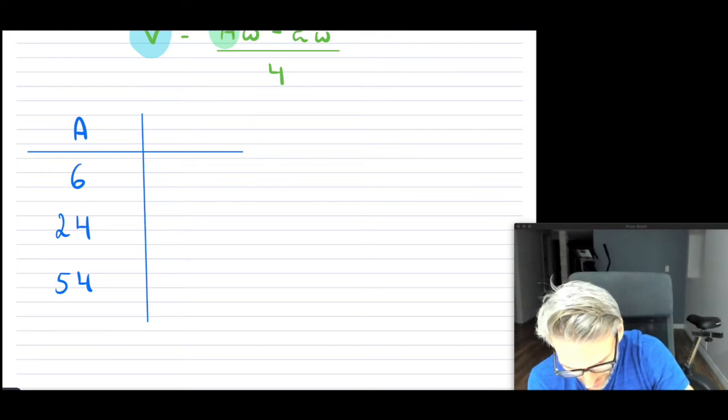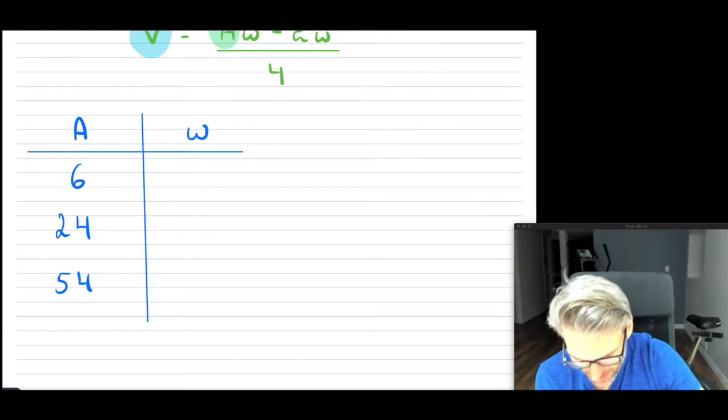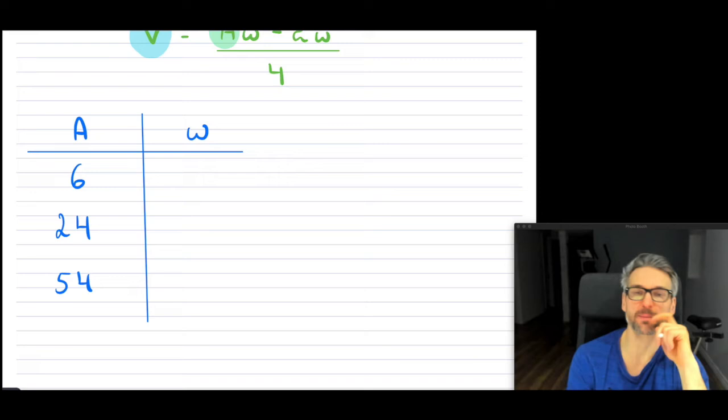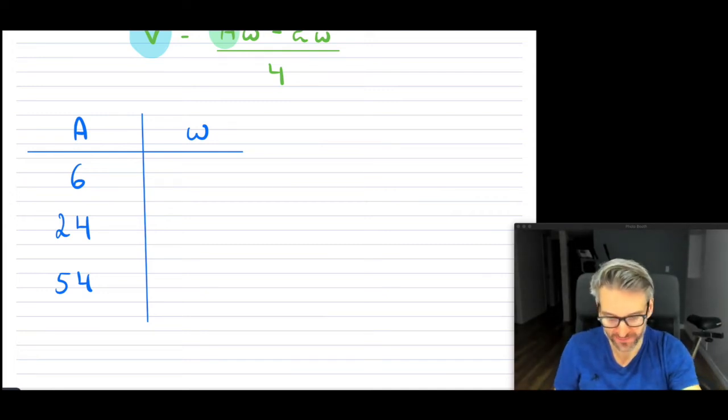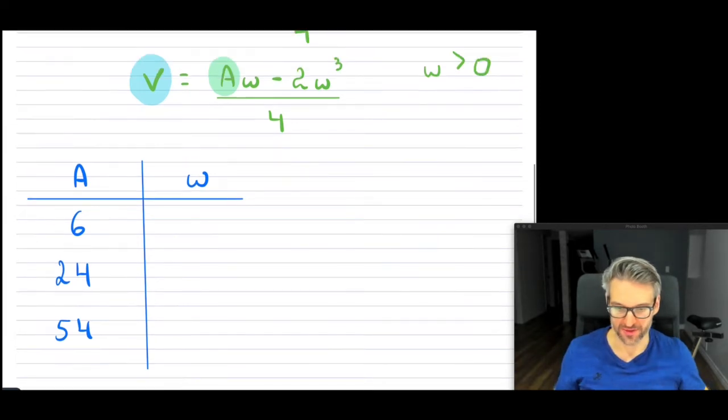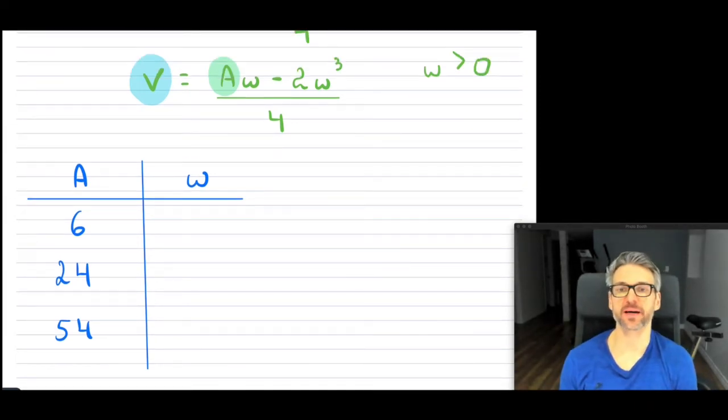So here what we want to see is what will happen to the volume. What's the maximum volume that we will get by setting this A, and then we want to find out what happens to w. So let me plot this out for us. Again, here is A w minus 2w cubed, divided by 4.